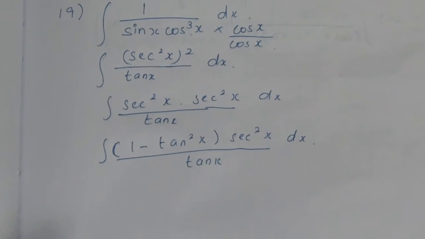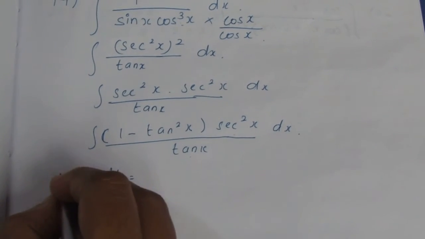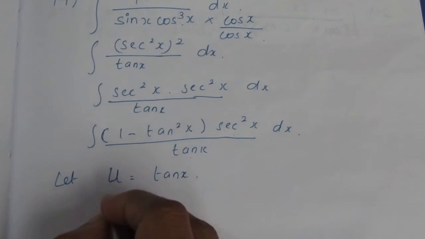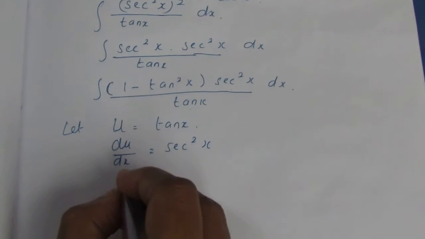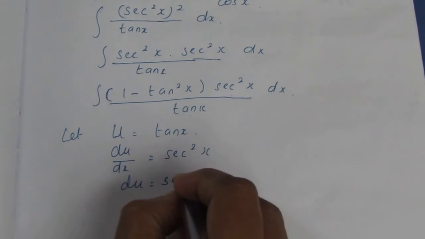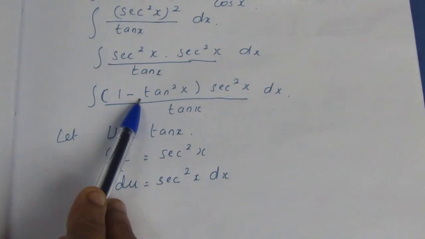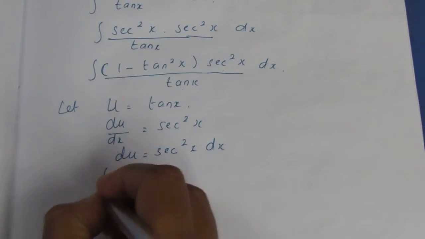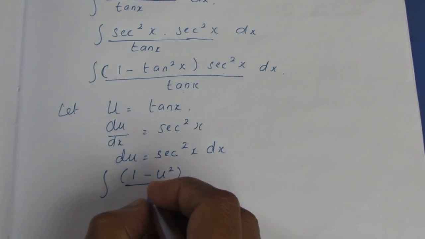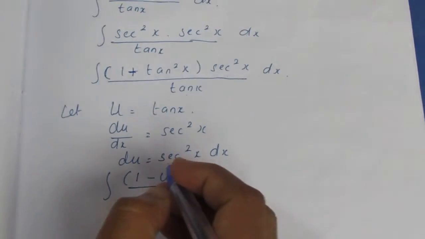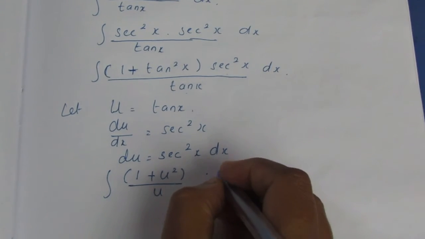Now taking u as tan x, because we know that the differentiation of tan x is secant square x, let u is equal to tan x, and du by dx is equal to secant square x, du is equal to secant square x dx. So this whole thing can be written as du, and here this can be written as u square. Sorry, secant square is 1 plus tan square. So integration of 1 plus u square by u into du.